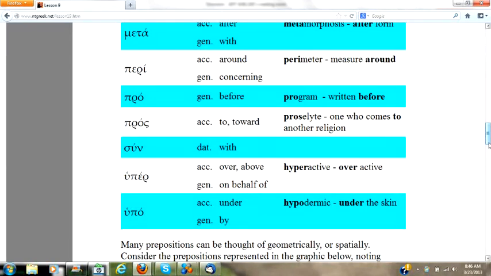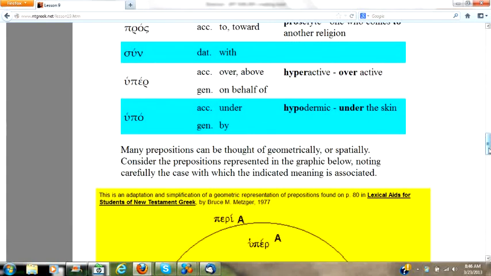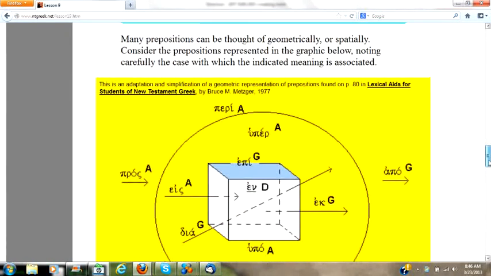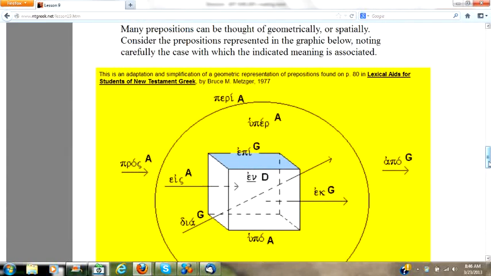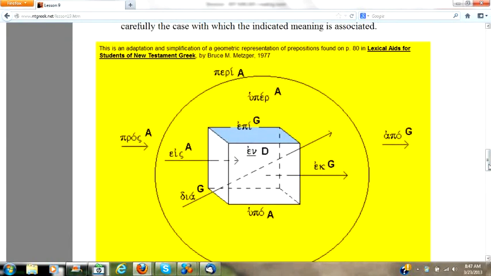Hupo may be used with the accusative case or the genitive case. When its object is in the accusative case, it means under. When its object is in the genitive case, it means by. Many prepositions can be thought of geometrically or spatially. Consider the prepositions represented in the graphic below, noting carefully the case with which the indicated meaning is associated.